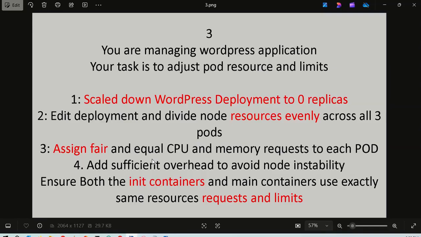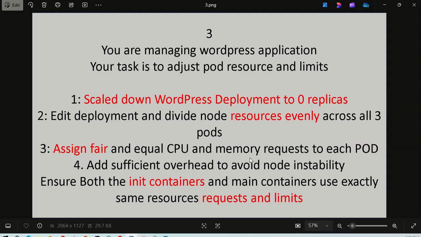Now the third question is the third question which I got during my CKA exam. You are managing a WordPress application. The task is to adjust pod resource requests and limits. First, you have to scale down the WordPress deployment replicas to 0, edit the deployment and divide node resources evenly across all 3 pods. Assign fair and equal CPU and memory requests to each pod and add sufficient overhead to avoid node instability. And ensure that both the init container and the main container use exactly the same resource requests and limits.